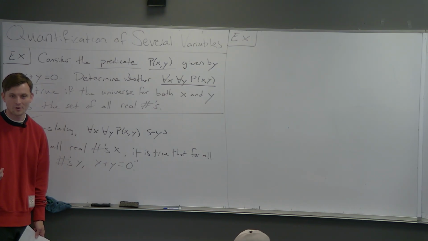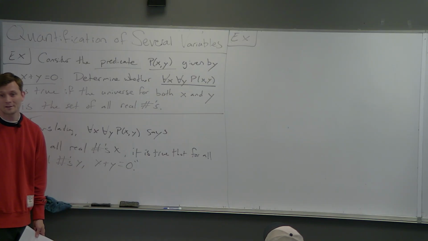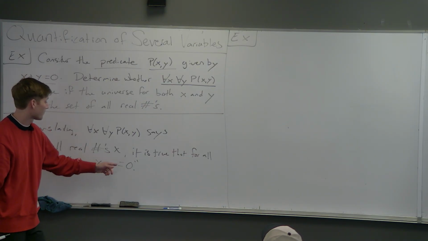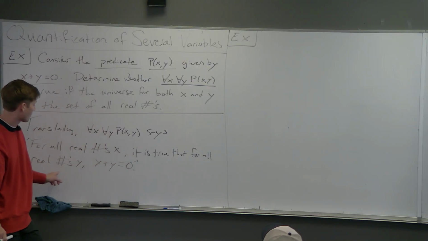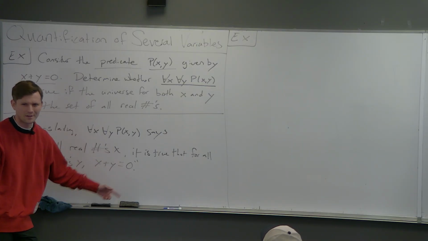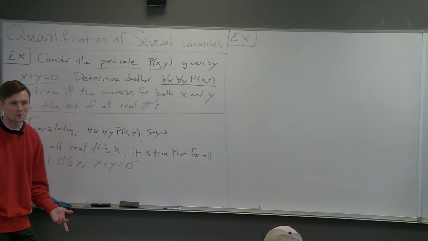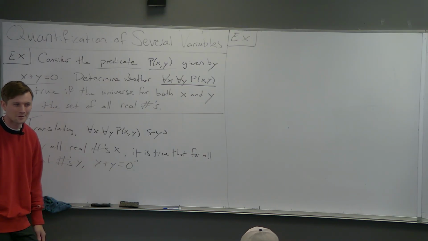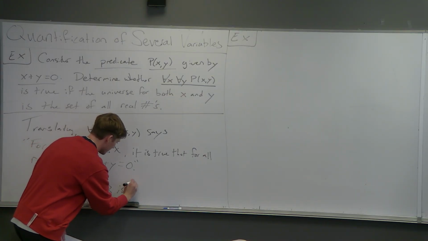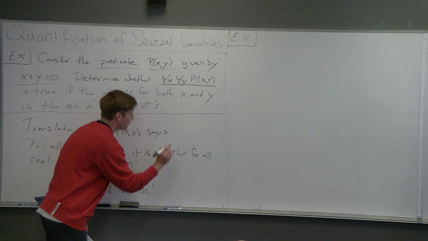Is this a true statement or a false statement? Pick a real number x. Pick the number x is equal to 0. Then the statement for that case becomes, it is true that for all real numbers y, 0 plus y is equal to 0. That's not true, right? There are numbers other than 0. Yeah? Okay. This is false. Okay.